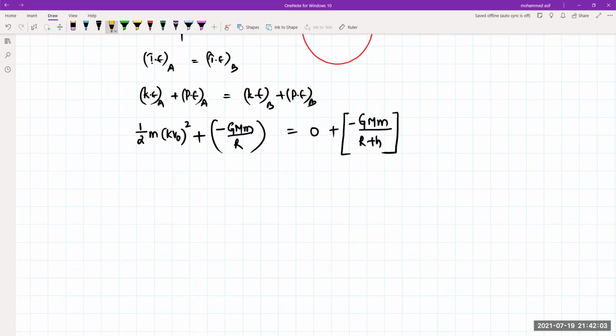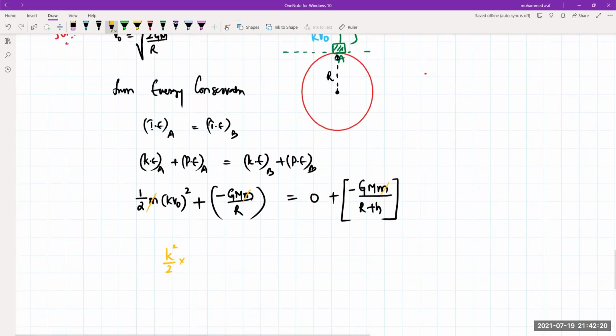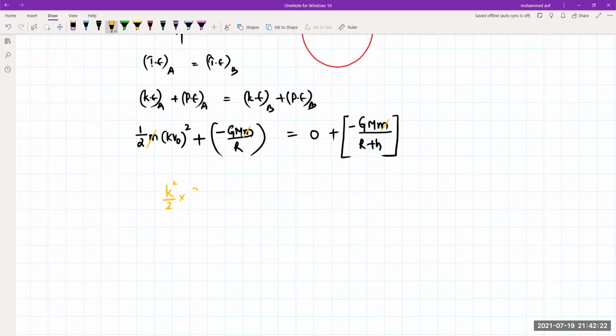This small m and this small m will get cancelled. Is anything else getting cancelled, beta? So this will become how much, beta? Half K squared V naught squared. The V naught formula we already know. What is V naught squared? V naught squared can be written as 2 times capital G, capital M divided by R. Minus this one, capital G, capital M divided by capital R, is equal to minus capital G, capital M divided by R plus H.